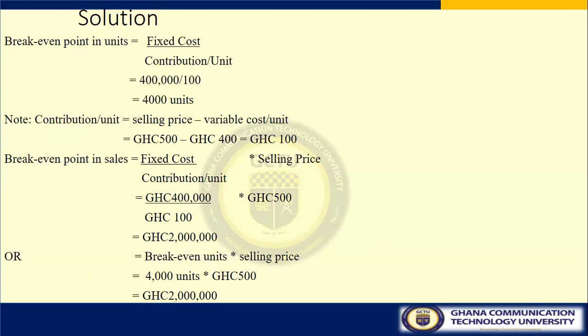Or you can go by this formula: the fixed cost divided by contribution per unit, times the selling price. It's the same thing. We've already done the fixed cost divided by contribution per unit, so we don't need to repeat that. We just multiply whatever we have gotten by the selling price to get our break-even point in value.